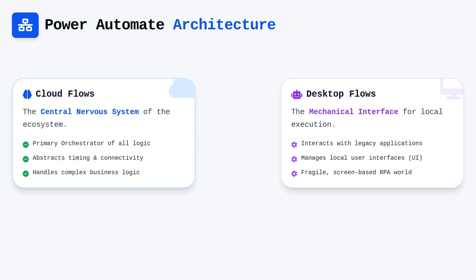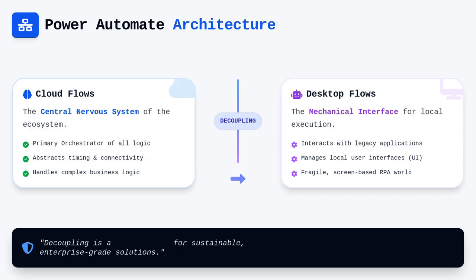A well-designed Cloudflow abstracts the complexity of timing, external connectivity, and business logic from the fragile, screen-based world of RPA. By decoupling the trigger and the orchestration from the actual execution on a local machine, we gain the ability to scale our automation across multiple environments and runtime targets. This architectural separation is not merely a design preference. It is a prerequisite for building sustainable, maintainable, and enterprise-grade robotic solutions that can withstand the inevitable variances of production environments.